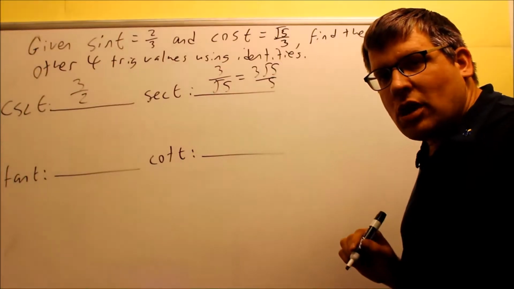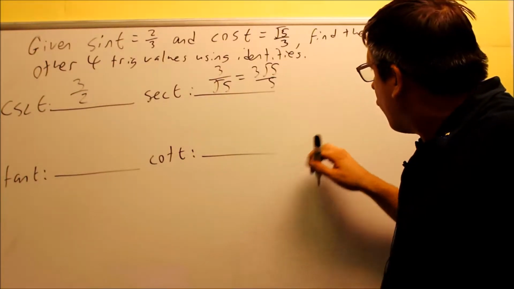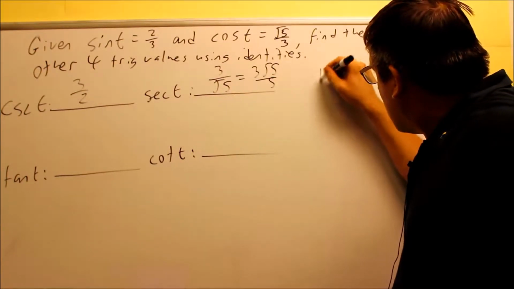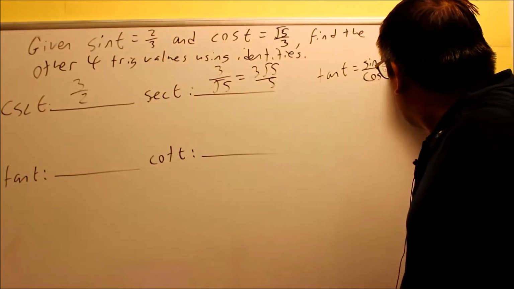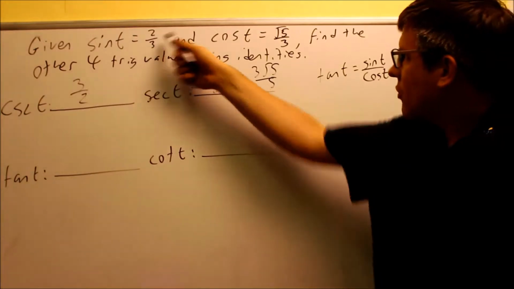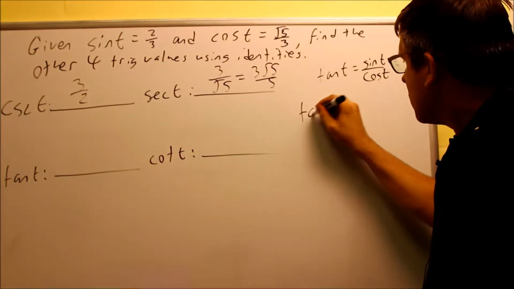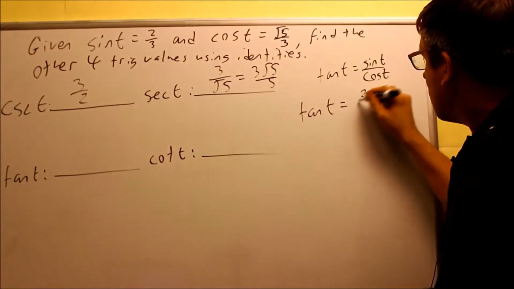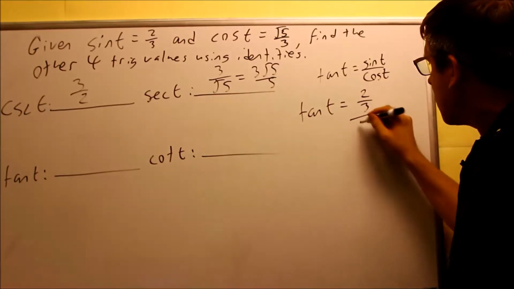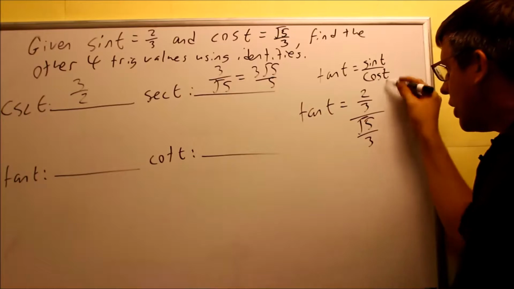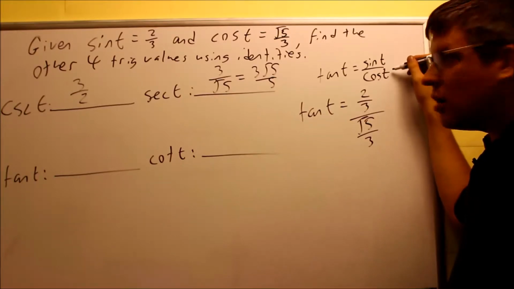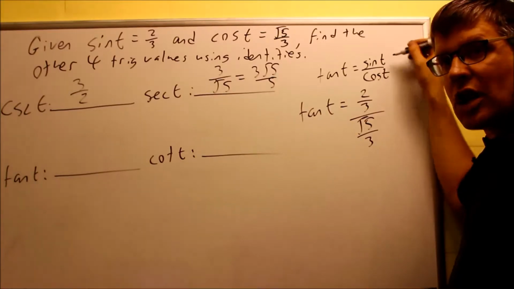Now tangent and cotangent, if I look at the formulas that I had on the board earlier, my tangent t is the same thing as sine t over cosine t. So that's the values right here. I can just put those in directly. So sine is going to be 2/3 and my cosine is going to be square root of 5 over 3. So all I'm going to be doing is putting in the two values here by using the identity. Again, that formula is sine over cosine.